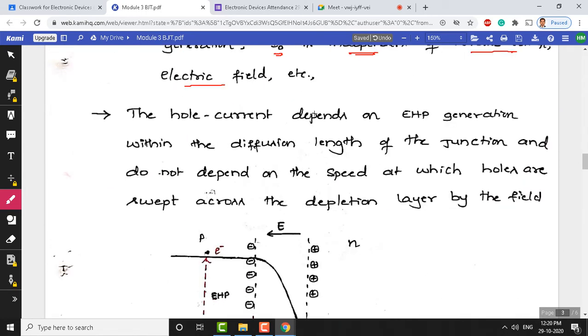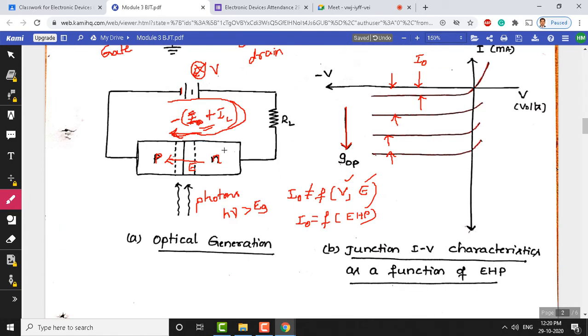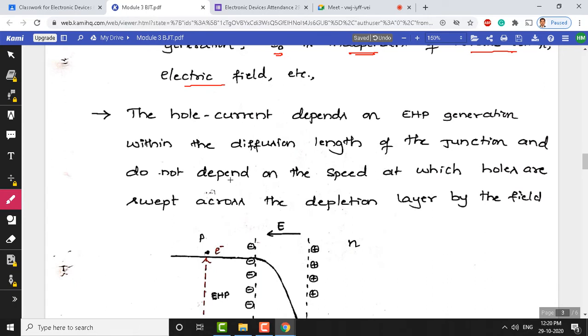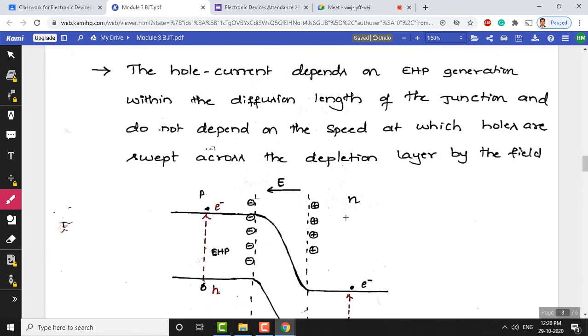So, the whole current, that is the current flowing from the N side to the P side, depends on the EHP generation within the diffusion length, because if you move to the edge of the N region, you know that the amount of diffusion is very less here. So, diffusion within this length, the diffusion length, say for example, if I consider this as LP here, within this length. So, the amount of EHP generation plays a significant role in deciding the current here. It depends on the speed at which the EHP is generated. It does not depend on the electric field, and it does not depend on the applied potential.